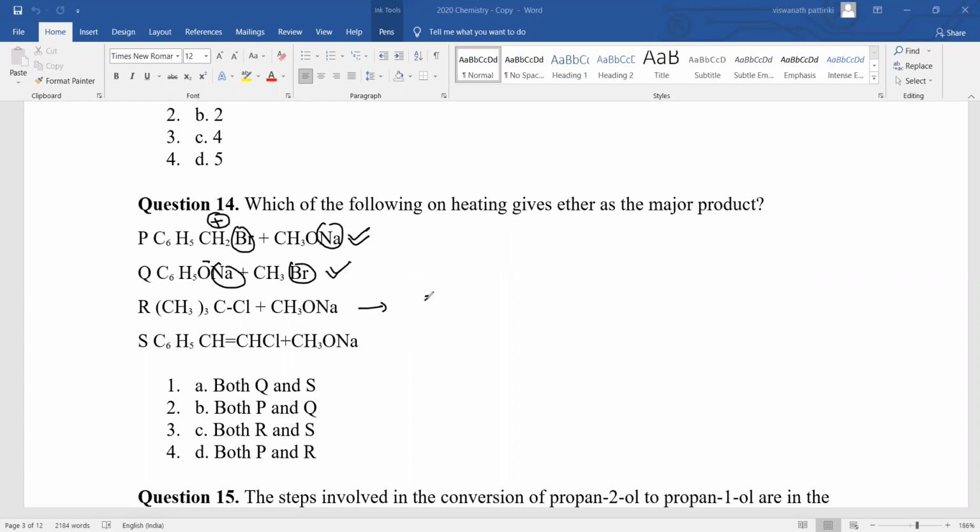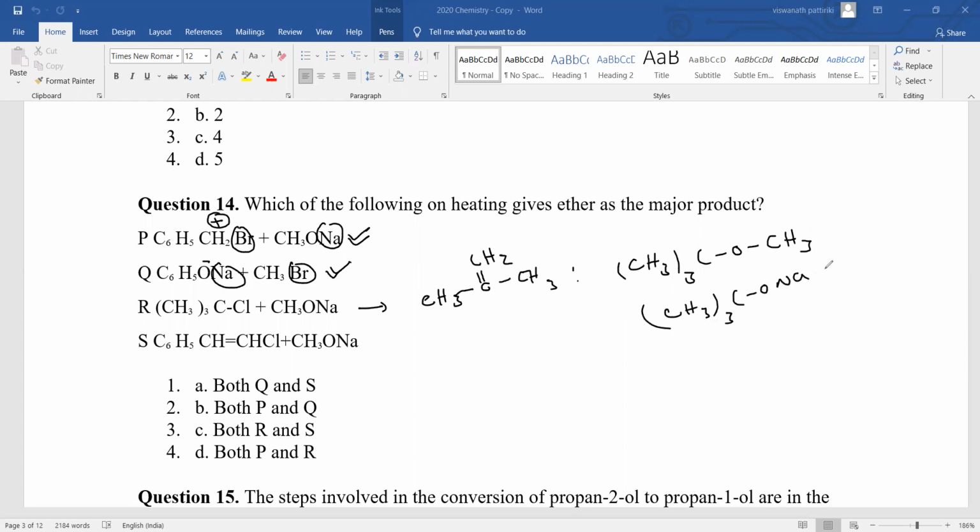And what about this? This will give alkene. Suppose you want to get an ether like this, what do we have to do? It should be like this. Then you will get the ether like this. So this is wrong, this is wrong. So both P and Q will give the ether.